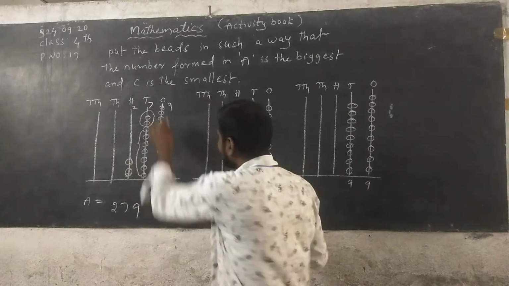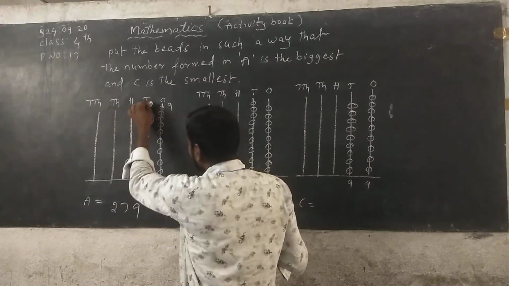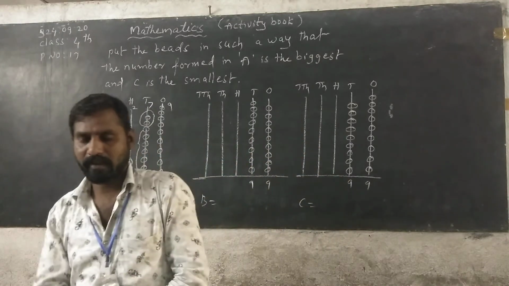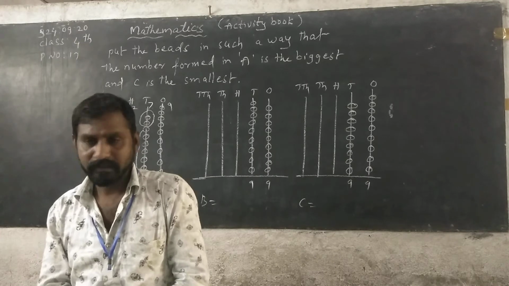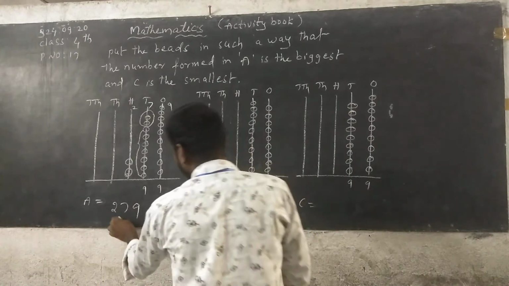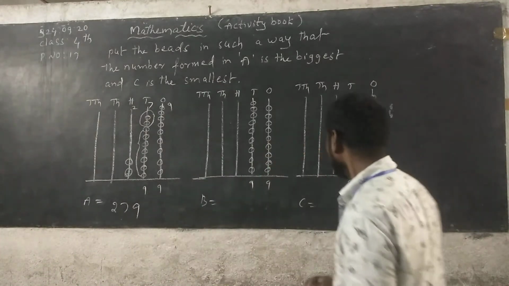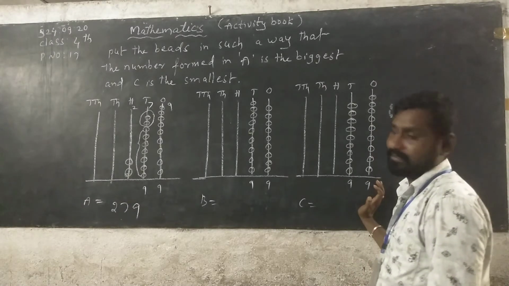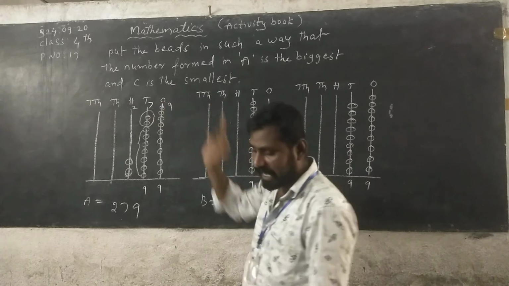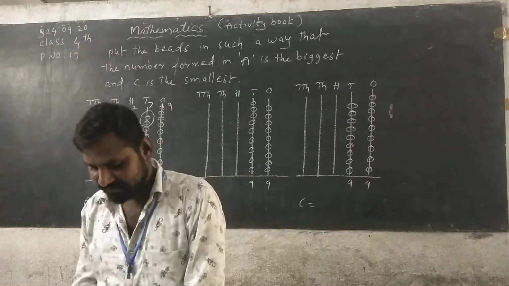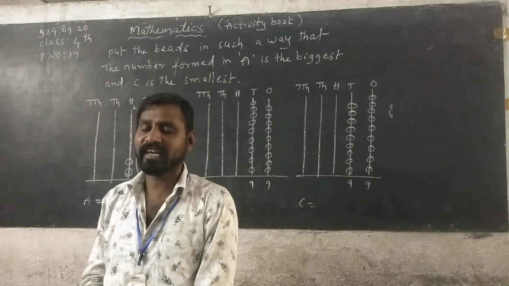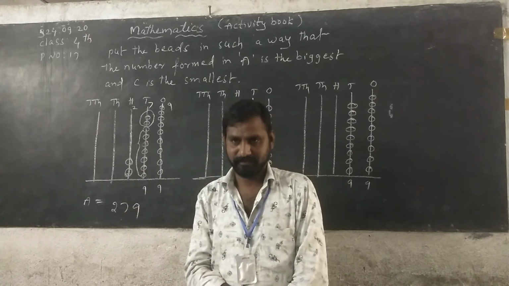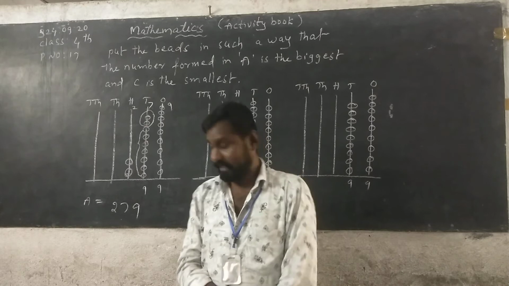So here how many beads are there? 9 beads. So 279. So one condition is satisfied. A is the biggest number. Okay. Now next, C is the smallest number. What is the condition? C is the smallest number. Means you can change the B condition's value. See here.